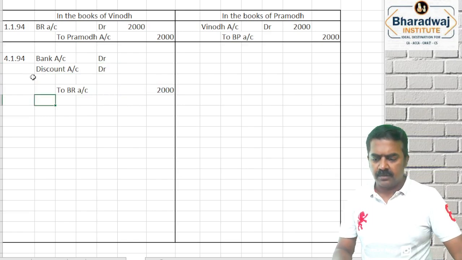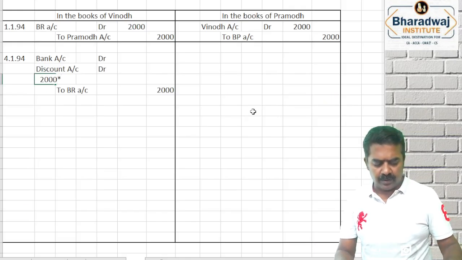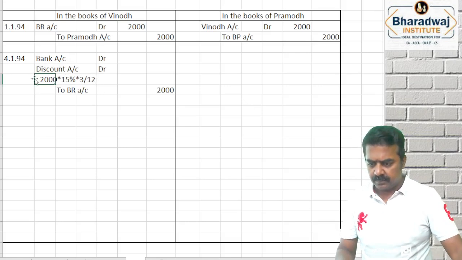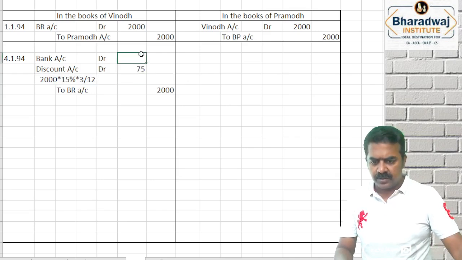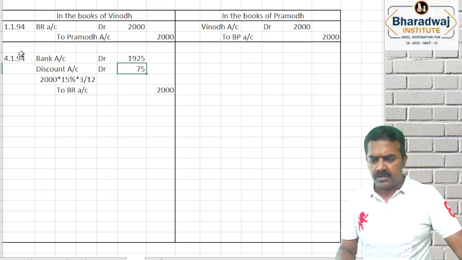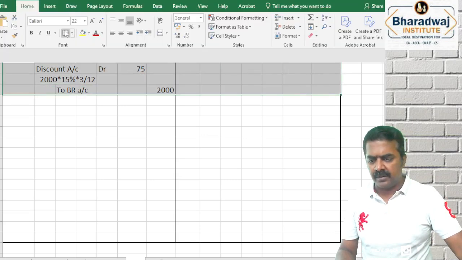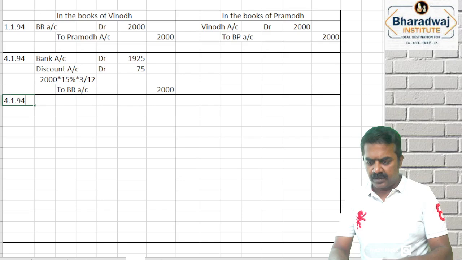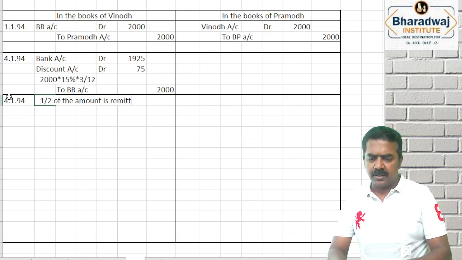What will be the discount? 3 months bill, yeah. So 2000 into evlo percentage? 15% into 3 by 12. What is the discount? 75. Balance. Bill is discounted. Second party no entry. Then 4194. What happens? Half of the amount is remitted nu kuduthirukka.